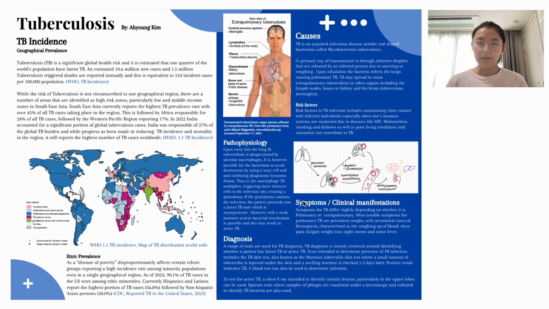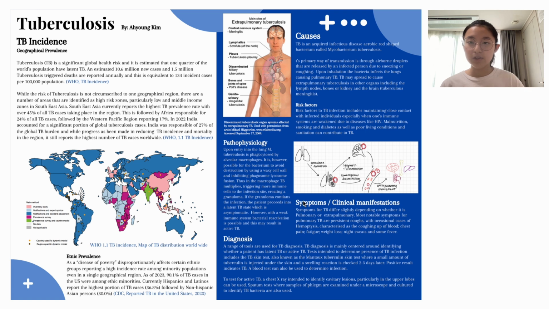Now, some of the causes of tuberculosis. Tuberculosis is an acquired infectious disease caused by an aerobic bacterium called Mycobacterium tuberculosis. It's really important to highlight that this is acquired, not genetic, and the cause is identified as Mycobacterium tuberculosis. The primary way of transmission for TB is through airborne droplets released by an infected person due to their sneezing or even coughing.